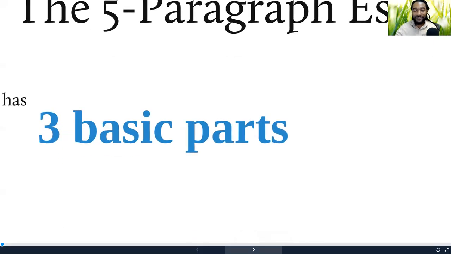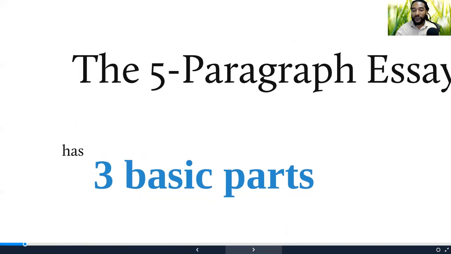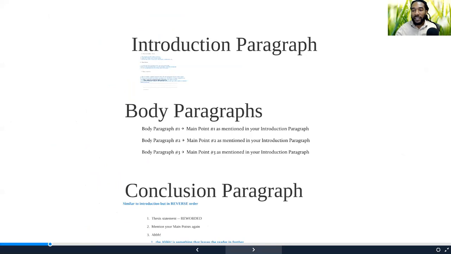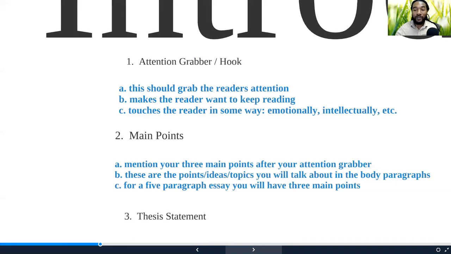I like to do things in 3 parts. So just like the writing process of 3 parts, I'm going to do the 5-paragraph essay in 3 parts. The parts are the introduction paragraph, the body of the essay, and the conclusion paragraph. Let's start with the introduction. Introduction has 3 parts. We have the attention grabber, your main points, and the thesis statement.